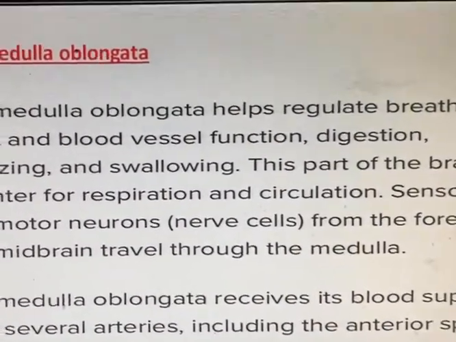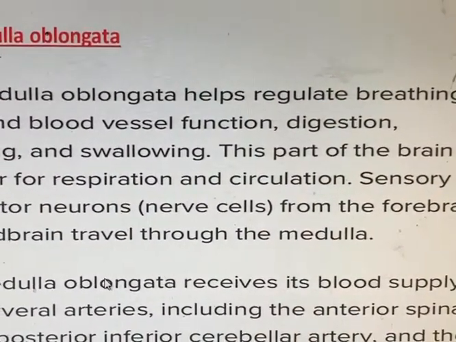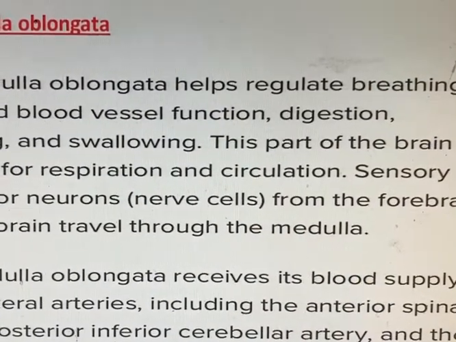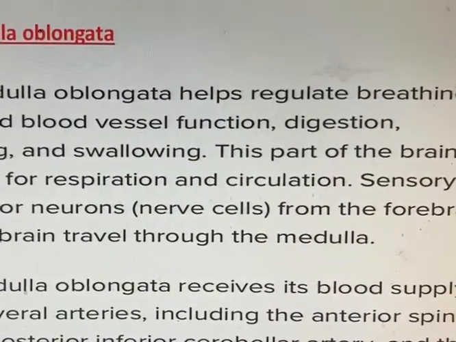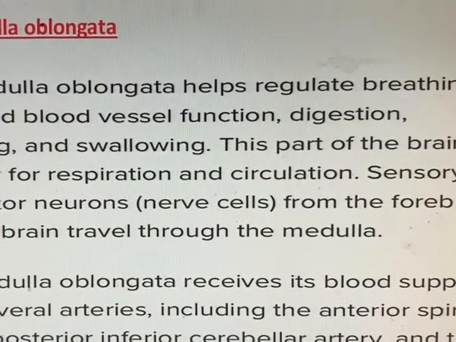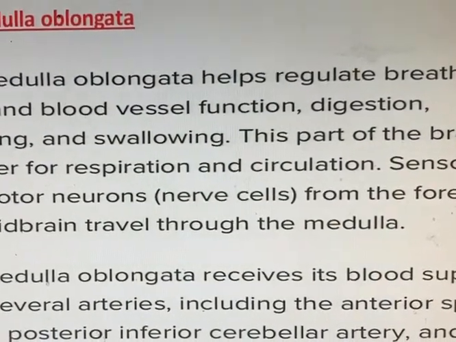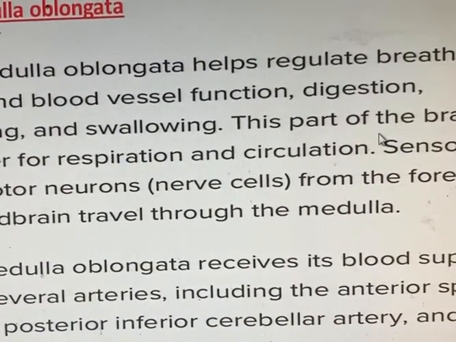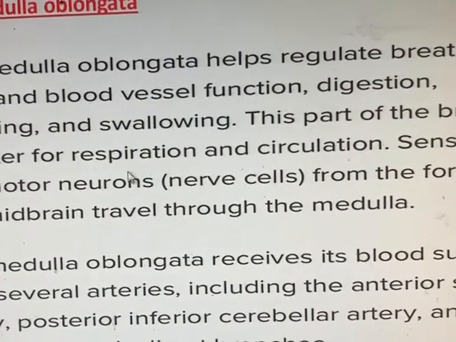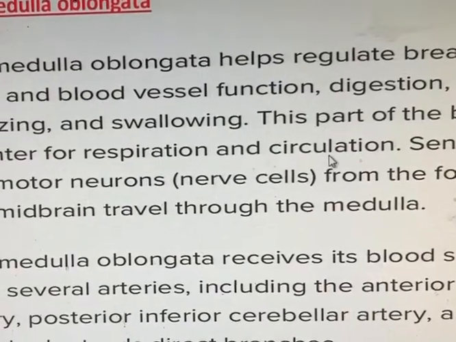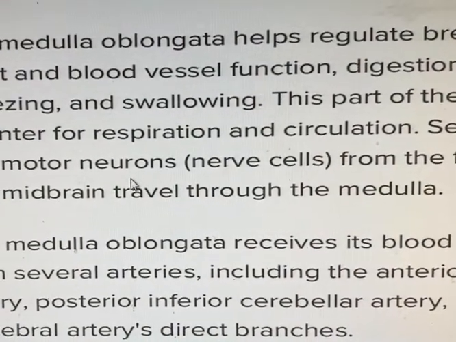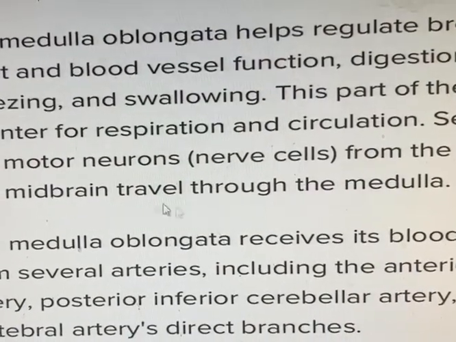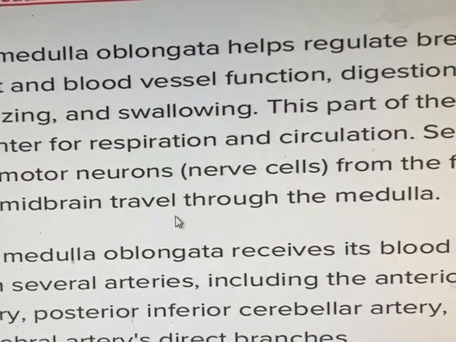Medulla oblongata, the most important and longest part of the hindbrain. The medulla oblongata helps to regulate breathing, heartbeat, blood vessel functions, digestion, sneezing, and swallowing. This part of the brain is a center for respiration and circulation. Sensory and motor neurons, such as nerve cells from the forebrain and midbrain, travel through the medulla.